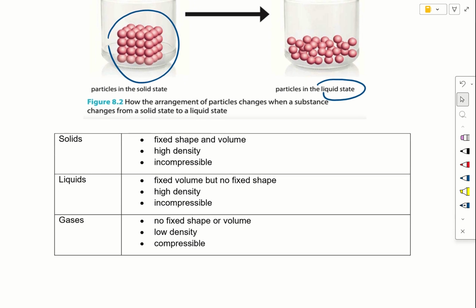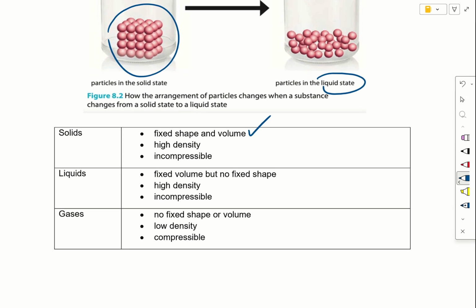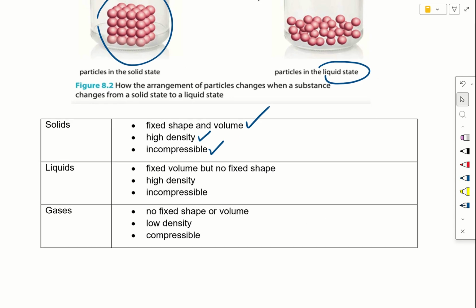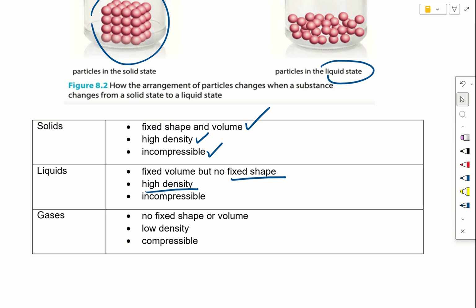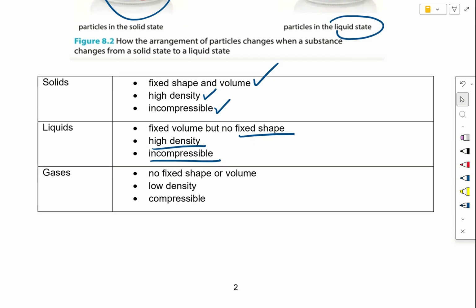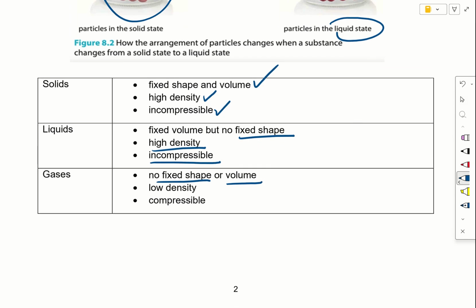So that is why solids have fixed shape and volume. They have high density because within a certain volume, they have a great number of particles. They are also incompressible because the spaces between them are very little. If we compare to liquids, they have fixed volume but no fixed shape. They have high density as well, but of course the density won't be as high as the solid, and they are also relatively incompressible. For the gases, they don't have any fixed shape or volume. They are low density and they are compressible.